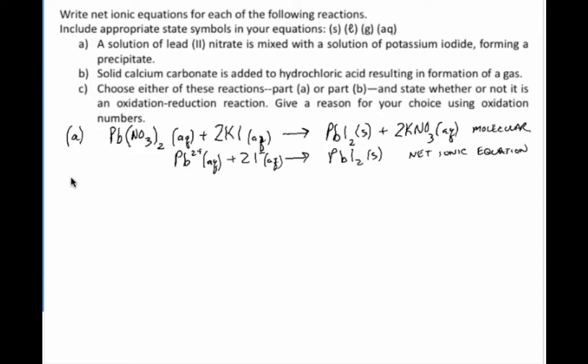For part B, solid calcium carbonate, CaCO3 solid. Calcium is +2, carbonate is -2. Is added to hydrochloric acid, forming a gas. Well, let's take a look at this a little bit more closely.